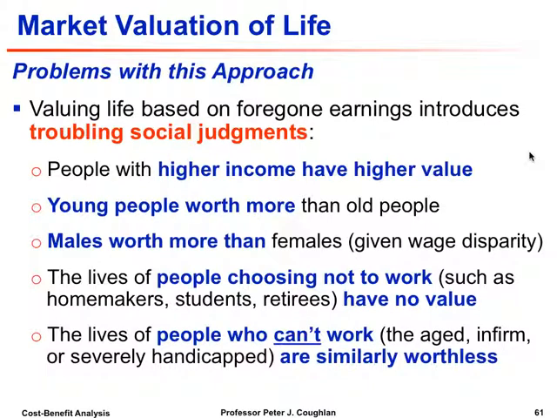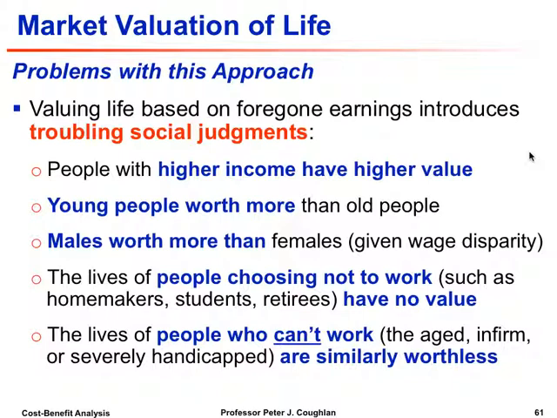There are also troubling social judgments here, right? We're valuing people based on what they earn. So people with higher income have higher values, right? If you're going to kill somebody in an accident, better kill somebody who doesn't make a lot of money, right? It says that poor people are worth less than rich people, in terms of their income at least. Young people are worth more than old people. Males, by the way, are worth more than females, right? Since for the same job, there's a wage disparity.